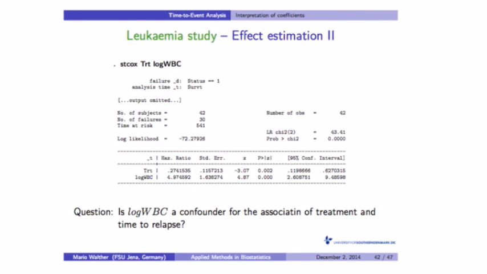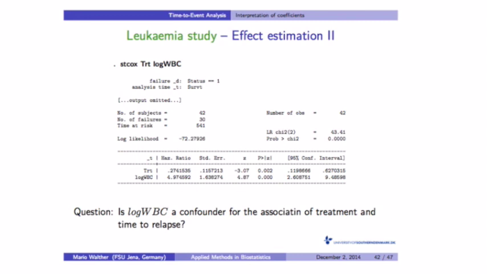As I already said, you can examine confounding or interaction as well in Cox regression. Here we can consider if the logarithm of white blood count cells is a confounder for the association of treatment and time to relapse. So here you have the hazard rate ratio for the logarithm of white blood count cells. Before I answer this question, I would interpret this value of about 5.